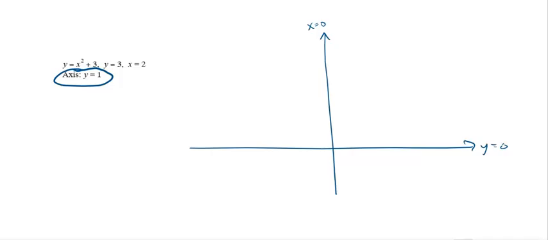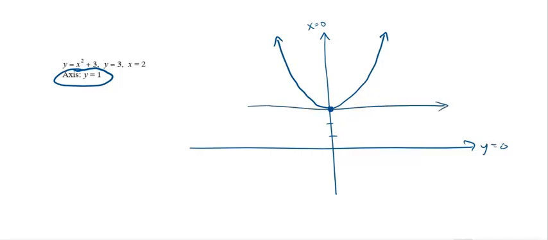Okay, y equals x squared plus 3. 1, 2, 3, the parabola opens up, something like that. Y equals 3, that's right here. X equals 2. Now, let's scale this so we have some space to work with here, okay? So this is the region.